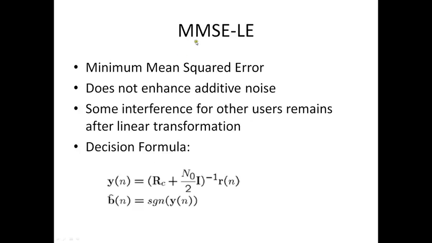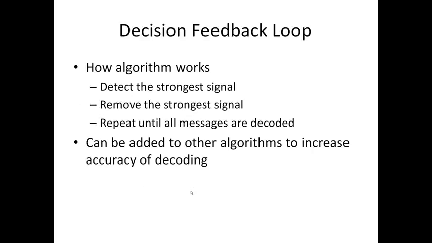Another algorithm that we have is the minimum mean squared error. This one is nice because it does not enhance additive noise. That's achieved by adding this 1/2 of the noise times the identity matrix to your cross matrix before you invert it. So that's really nice. But it does leave some interference from other users after the transformation. So it's still not perfect at eliminating all of the interference, but it does a pretty good job.